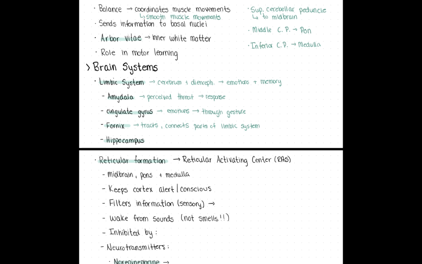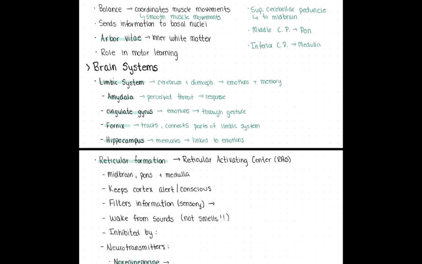Okay, and then lastly we have the hippocampus. The hippocampus is involved with memories, and it's going to help to connect memories to emotions. So it links them to emotions. All right, so those are some important parts of the limbic system.